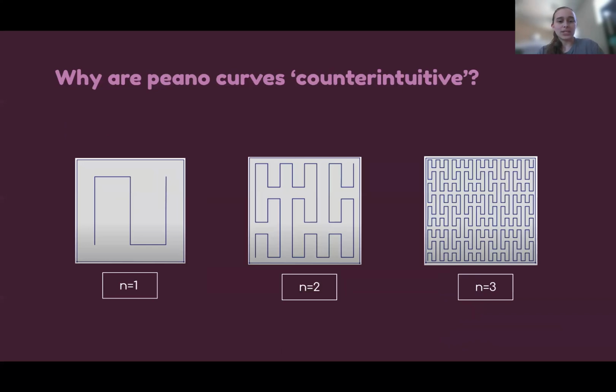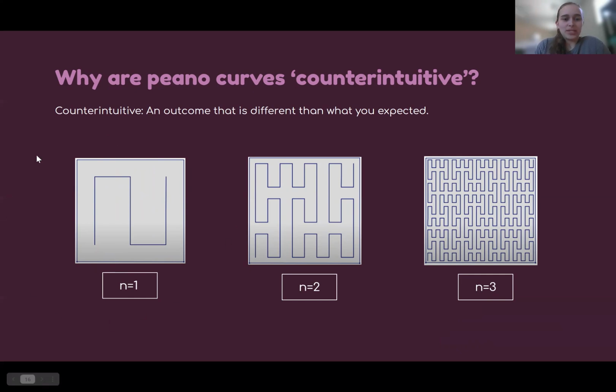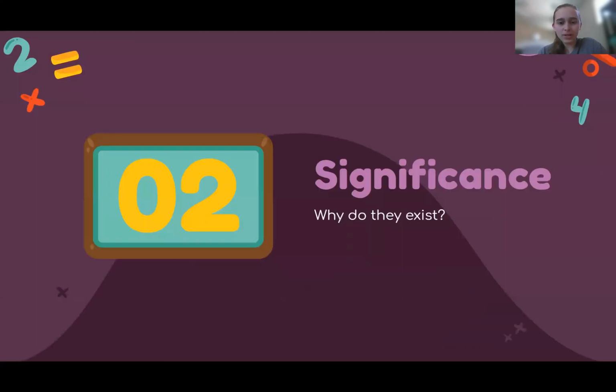So why are they considered to be counterintuitive? Counterintuitive means an outcome that is different than what you expected. So they are thought to be counterintuitive because how could this line of just about 0 thickness fill up the entire space in this small square, in here and here? So that's why there's a misconception of the counterintuitive nature of Peano curves, and Hilbert curves also apply to that.